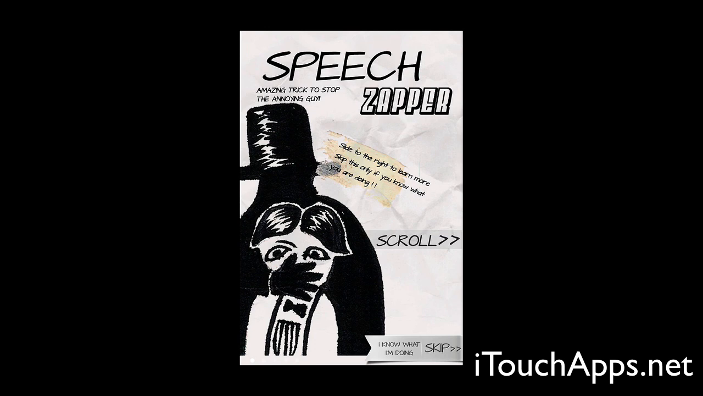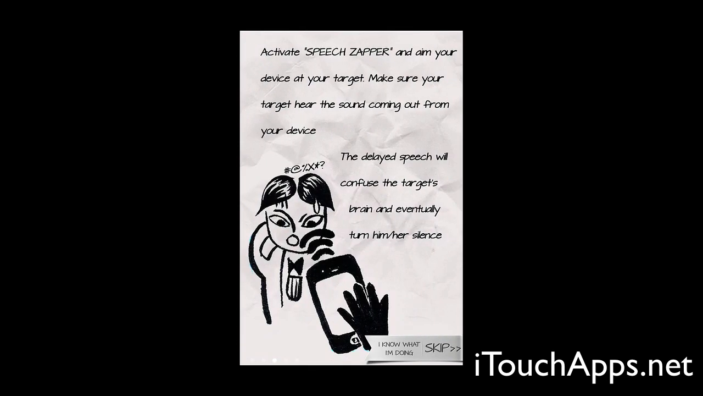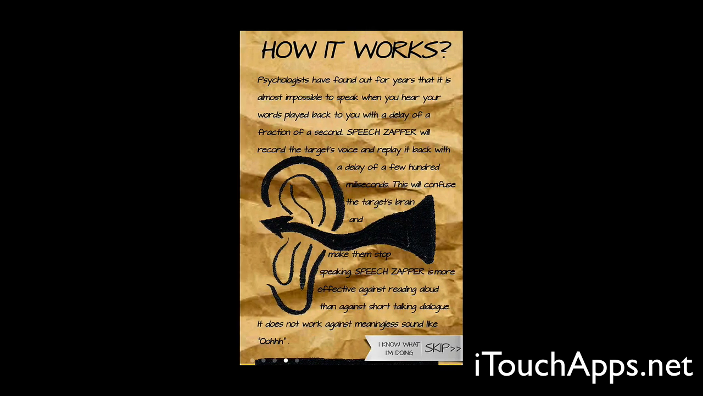So I've launched into the tutorial. From here we can scroll through and see how to use it. So you find your target to overtake, friends, spouse, in-laws. Activate Speech Zapper and aim your device at the target. Make sure the target can hear the sound coming from your device. The delayed speech will confuse the target's brain and eventually turn him or her silent.